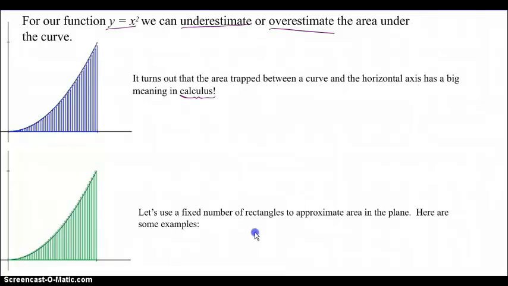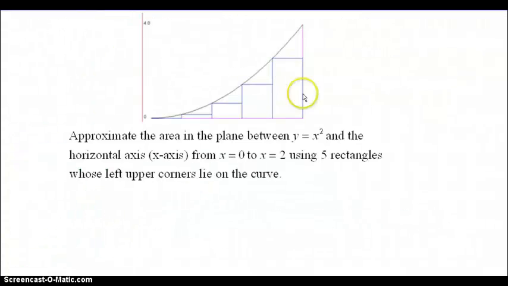First, we want to just talk about how we are going to approximate the area trapped in the plane. Then we'll talk about what the area actually means to us. So if we used a fixed number of rectangles to approximate area in the plane, we'll do some examples. Probably the best way to figure out what we're doing here.